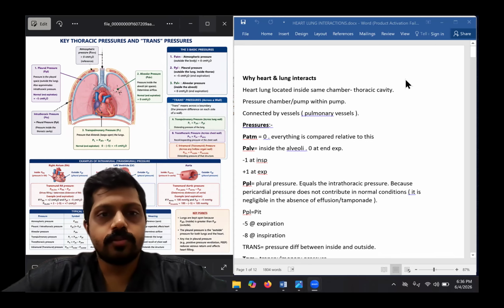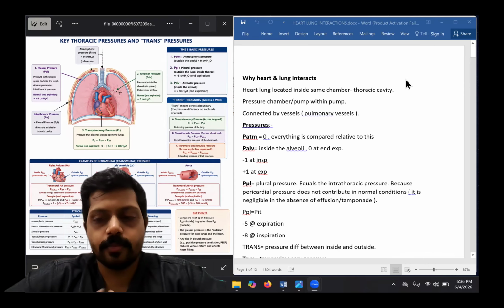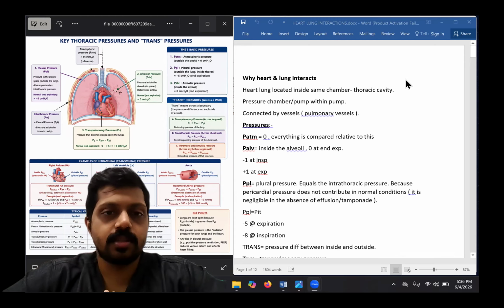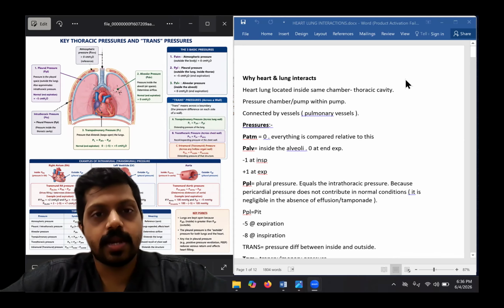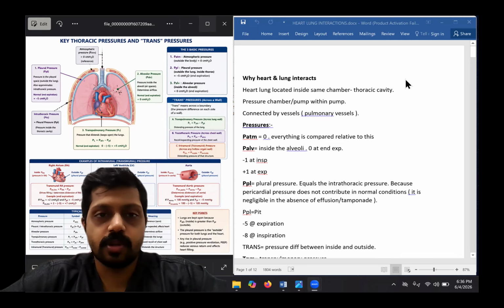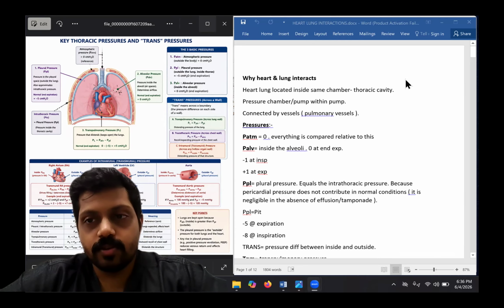Good morning. Today I'm going to talk about heart and lung interactions. It is a very core physiology topic, very important for intensivists, anesthetists, cardiac anesthetists, and pulmonologists. It is very important at the bedside, but it is talked about very little in your training days. It might be difficult to understand if you try to read it, so I'm trying to simplify it in this lecture.